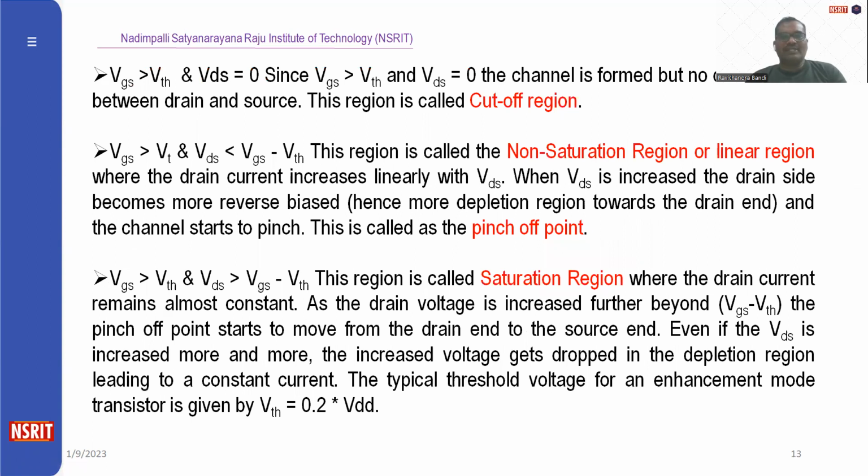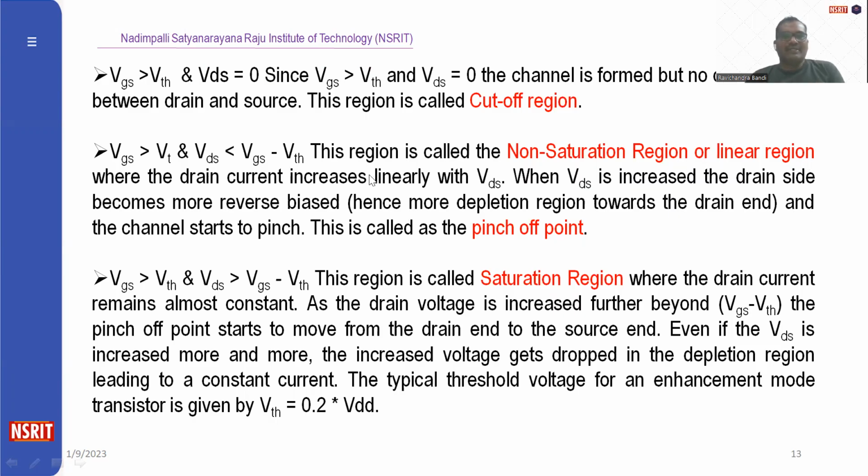This is the operation. Generally, a MOSFET operates in three regions. They are cutoff region, non-saturation region, and saturation region. When VGS is greater than VTH and VDS is equal to 0, the channel is formed but no current flows between drain and source. This region is called the cutoff region. Second case, when VGS is greater than VTH and VDS is less than VGS minus VTH. This VGS minus VTH is called the effective gate voltage. Then the region is known as the non-saturation region or linear region.